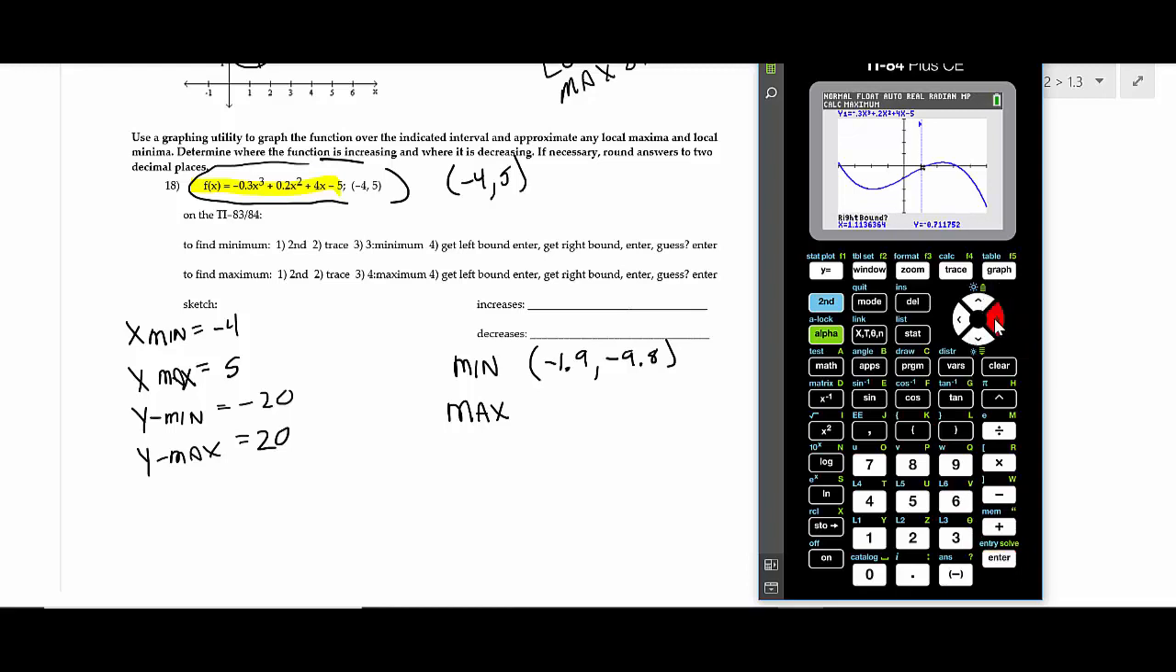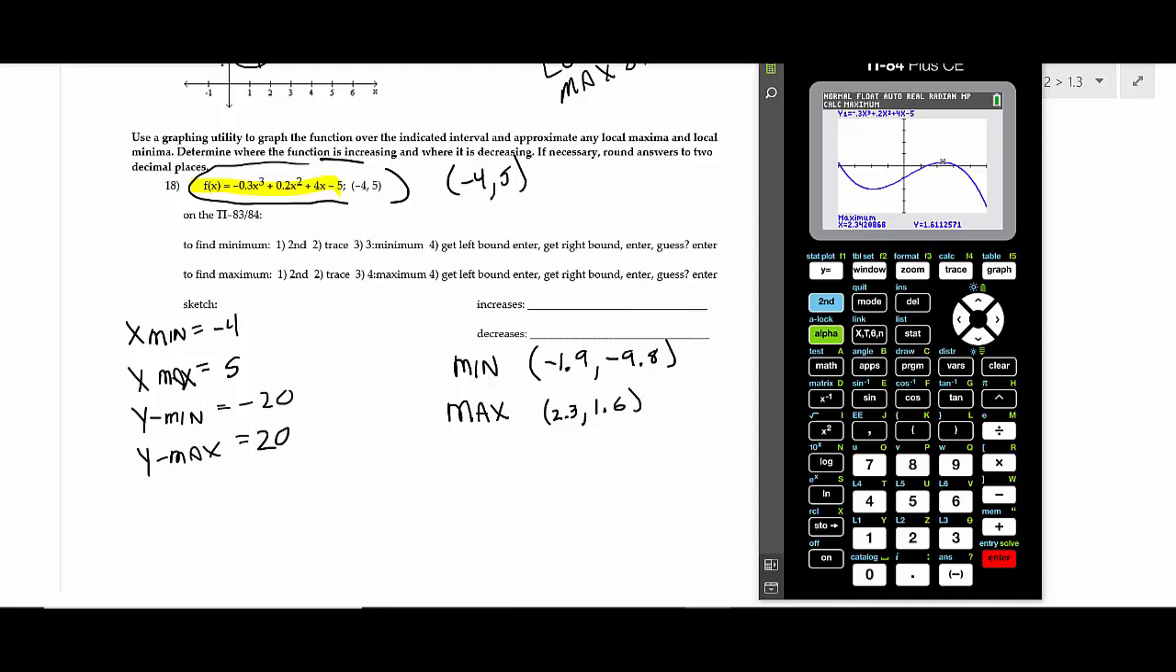Move to the right with your right cursor. And then there's your right bound like that. Okay? So then when it says guess, press enter. And then what will happen is it should give you the maximum. And again, I'll just round that off. So that's given about 2.3 and 1.6 like that. Okay? Now that's the idea with that. We're not going to do a sketch on this, but you want to know how to figure out max and min. All right, is everybody okay with that?